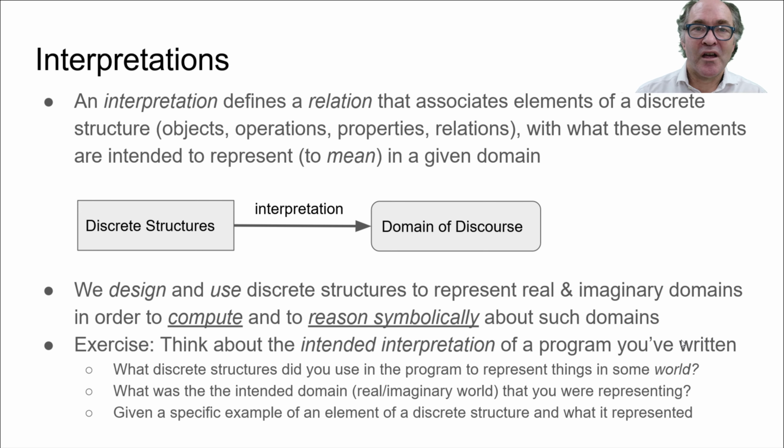Okay, and this is an exercise that's meant to help your brain solidify this concept of a relationship between a domain of discrete objects and a domain of real world things that those discrete objects correspond to and represent.